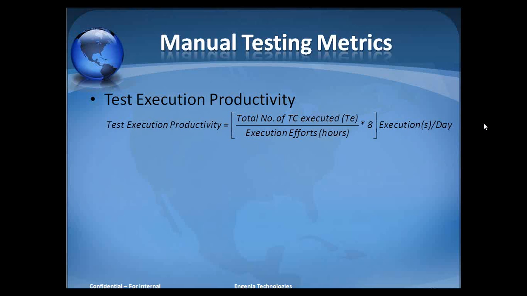The formula for this is the total number of test cases executed divided by the execution effort in hours, multiplied by 8. Since we need to find out the numbers per day, we are taking an average working rate of around 8 hours in a day, and therefore we are multiplying this by 8.